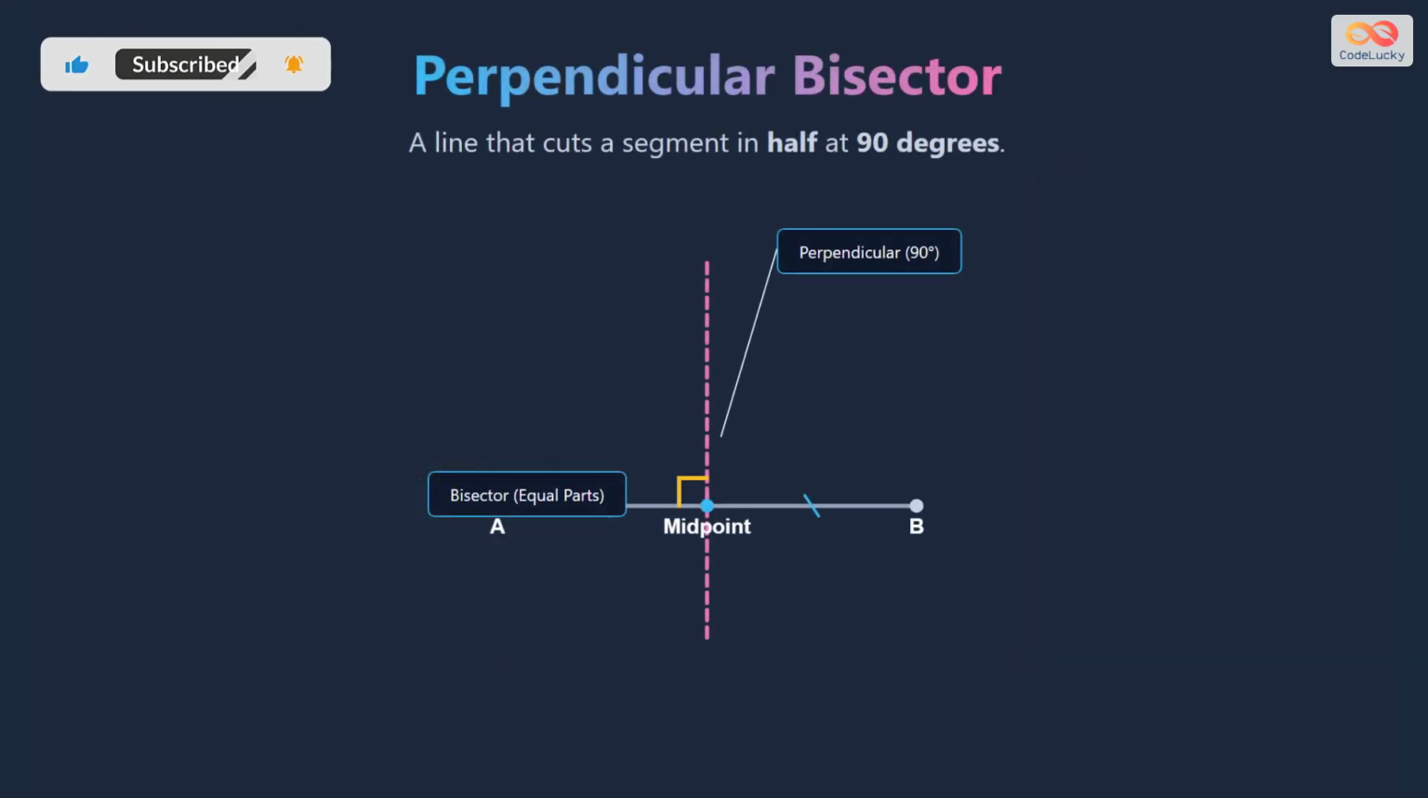Now we combine these two concepts. A perpendicular bisector is a line that passes through the midpoint of a segment and forms a 90-degree angle with it. It does two things at once. It cuts the segment in half, and it stands perfectly upright relative to the segment.